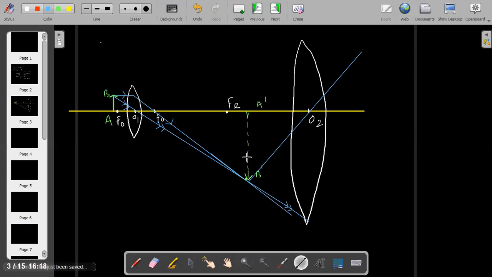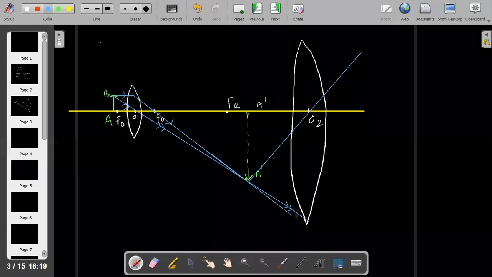After refraction, the image A dash B dash behaves like a virtual object for the eyepiece, and the object is between the optical center and focus of the eyepiece. Therefore, it will act as a simple microscope for this A dash B dash. Hence, its final image is obtained at D.